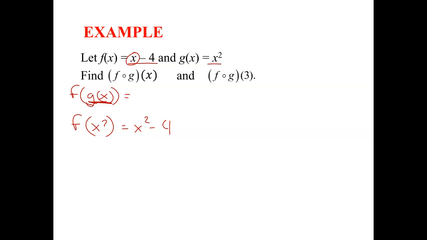If you can simplify, simplify it. If you can't, you can't. We've already got x squared minus 4. There's nothing else I can do to simplify it. There are no like terms to combine. So that is f of g of x.